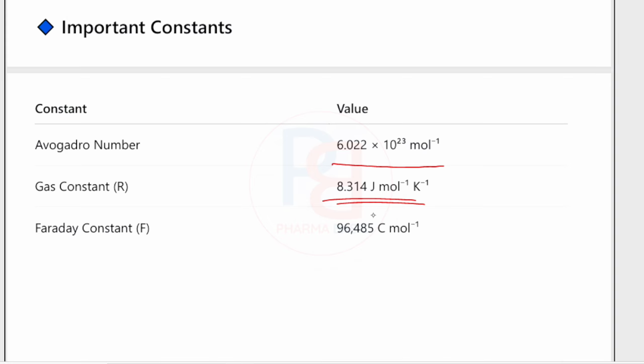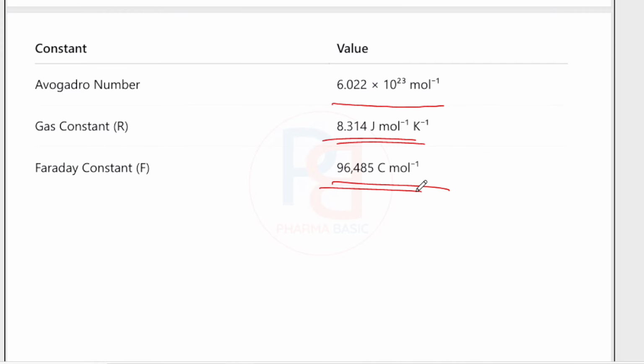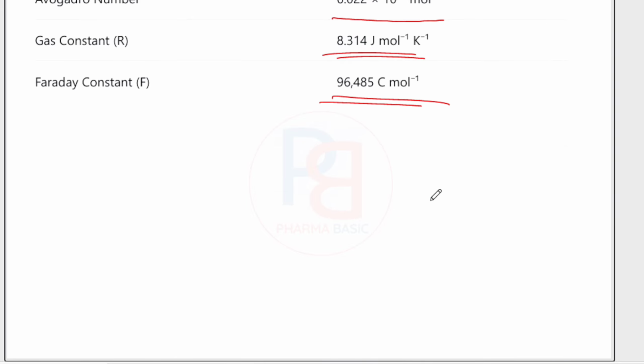Faraday's constant F is equal to 96485 coulomb per mole. So these are a few chemistry formulas that are important for various exams.